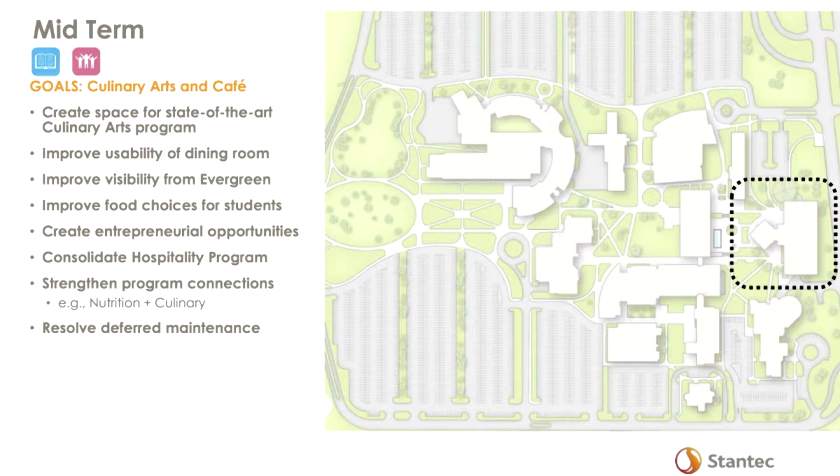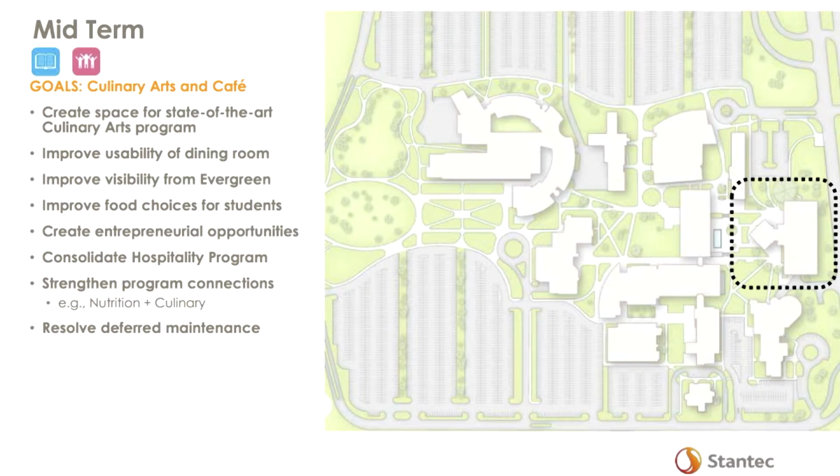Also in the midterm, with the growth of the culinary program, really create space for a state-of-the-art culinary program. Remembering, student activities has now moved out of this building to liberal arts. This is happening after that. So it's freed up space for the culinary arts program to grow in the future. Improve the usability of the dining room, really make it a multi-function space, better acoustics, better ability to have different types of seating, opportunity to really improve the visibility of this building from Evergreen.